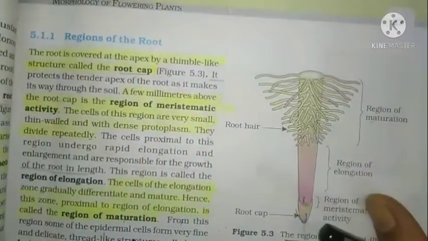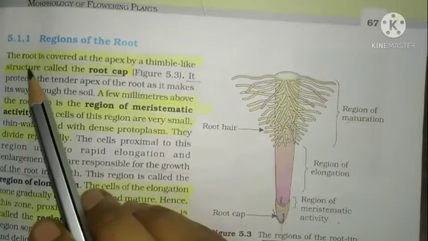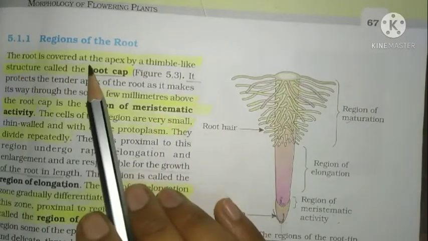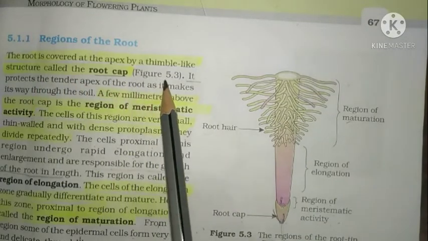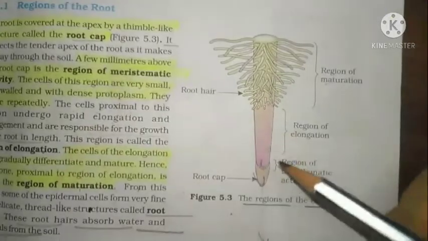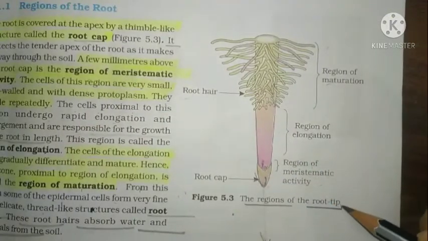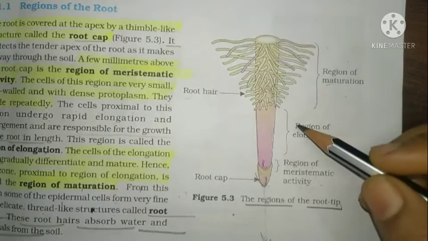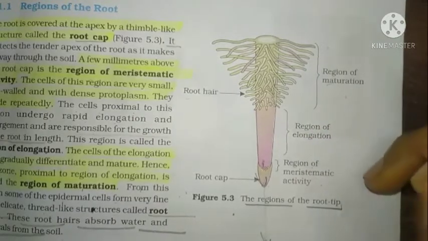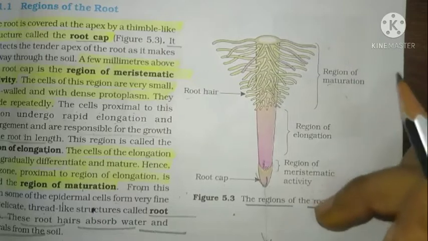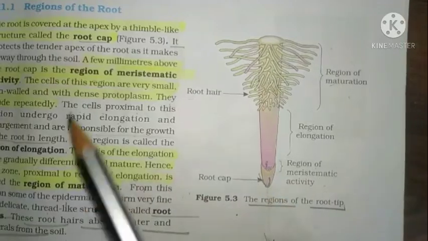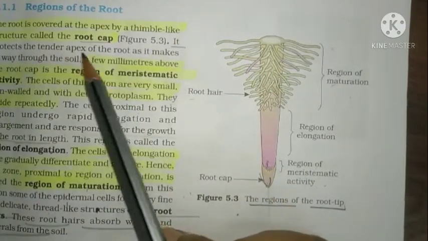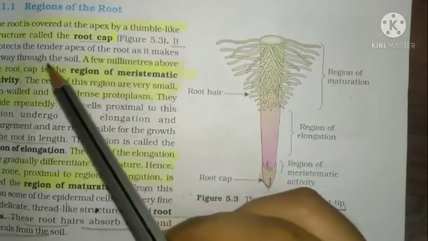Regions of the root. The root is covered at the apex by a thimble-like structure called the root cap, as given in figure 5.3. In figure 5.3, the regions of a root tip are shown: at the top is the region of maturation, the middle part is the region of elongation, and the last one is the region of meristematic activity. This is the root hair, and the root cap is at the end. It protects the tender apex of the root and helps it make its way through the soil.